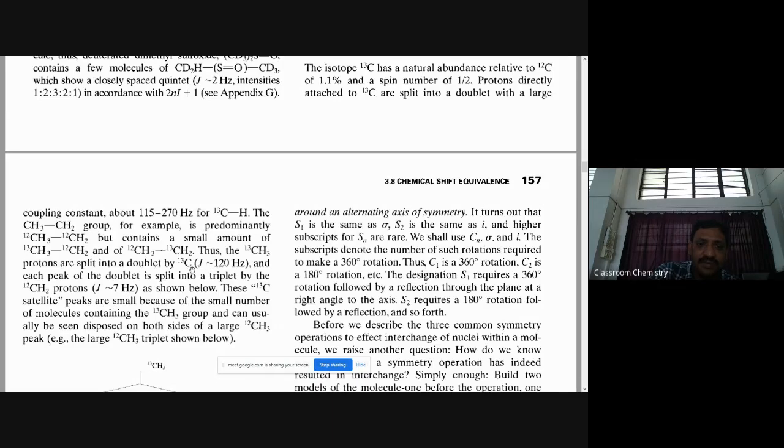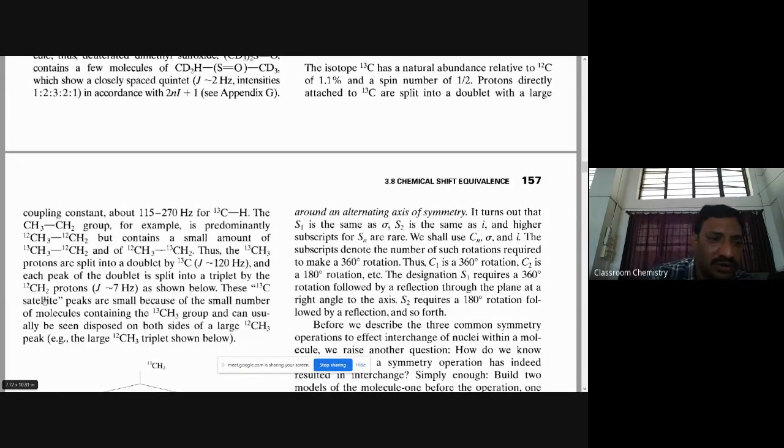And why is this a big difference? Because the abundance of C13 is very low. It is about 1.1% only. And these C13 satellite peaks are small because of the small number of molecules containing the CH3 group, and can usually be seen disposed on both sides of the large C12 CH3 peak.